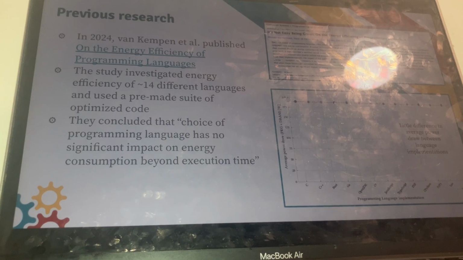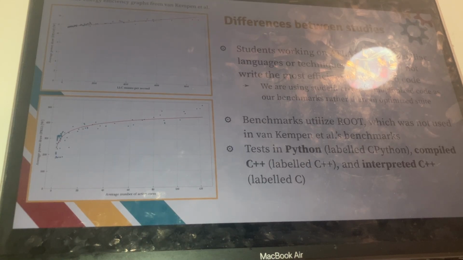This is the study we're trying to emulate. We based our study off of this one. We're using a lot of their code. We are trying to replicate their results, but there are some differences between our study and their study. Students working with languages they don't know or techniques they're unfamiliar with, as they would when they're starting on Atlas, naturally would not write the most efficient or optimized code, nor would we expect them to. So we need to understand how that influences the results from Van Kempen et al.